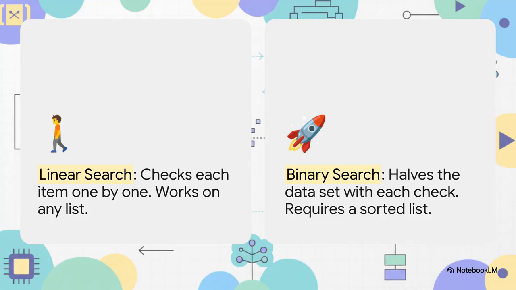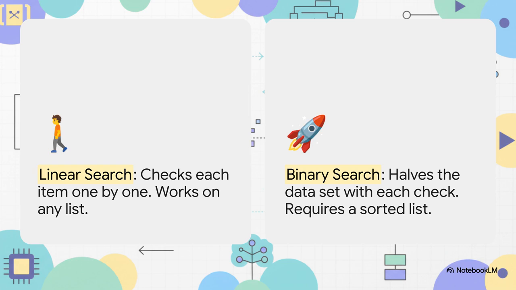When it comes to searching, there are two you've got to know. First up is the linear search. This is the simple but slow way. It's like looking for a specific book on a messy shelf by starting at one end and checking every single book until you find it. It'll get the job done, but it can take forever.